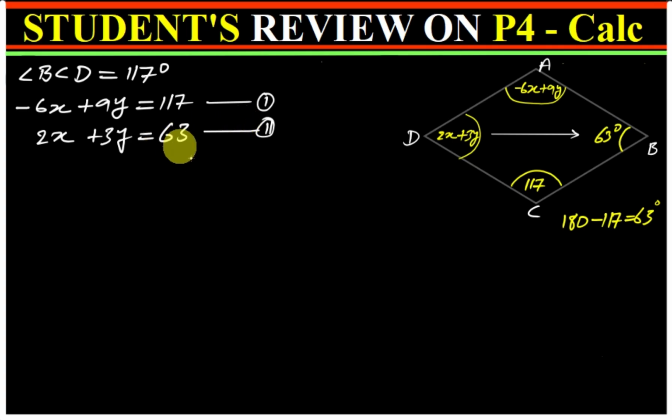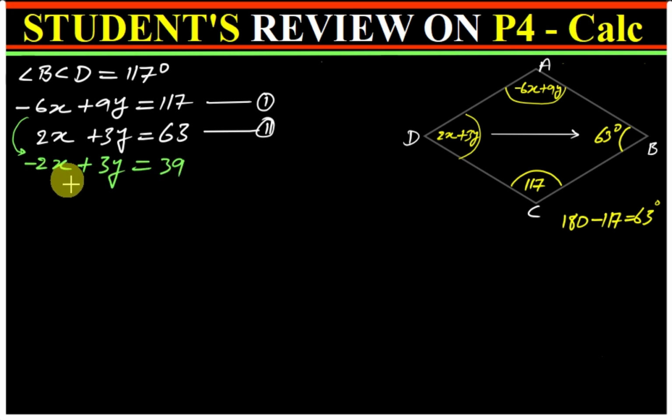So this was the first part of the question. They asked to write two simultaneous equations, and we have written them. Now how to solve it? See the first equation, it can be further simplified if we divide the whole equation by 3. So I will get here minus 2x, and the 9 divided by 3 gives 3y, is equal to 117 divided by 3, which is 39. So we got equation 1 in a more simplified form.